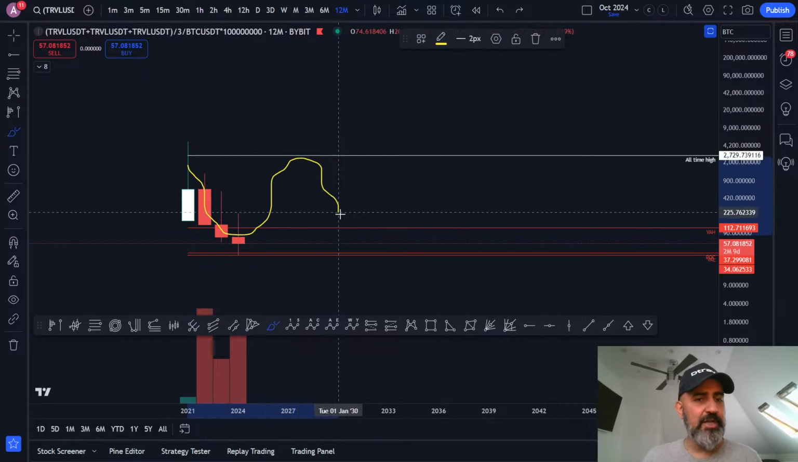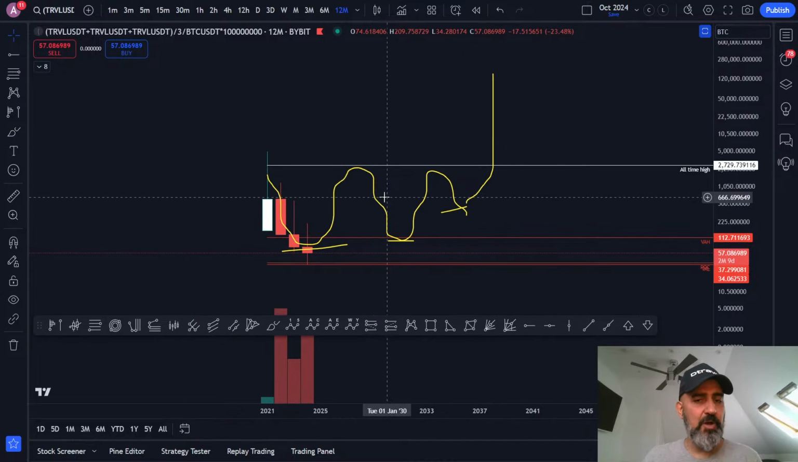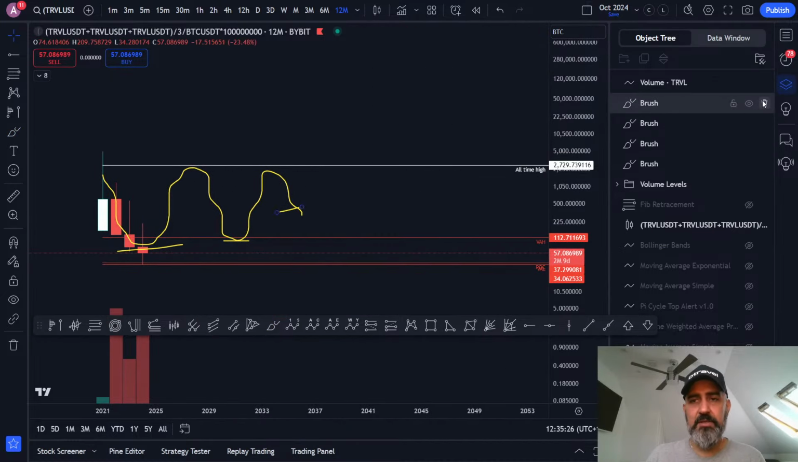Eventually what you get is higher lows, higher lows, higher lows, and a breakout. That's eventually what happens over a period of time. Now we're talking years, but it doesn't have to be years. It can be months. It could be 3 months.